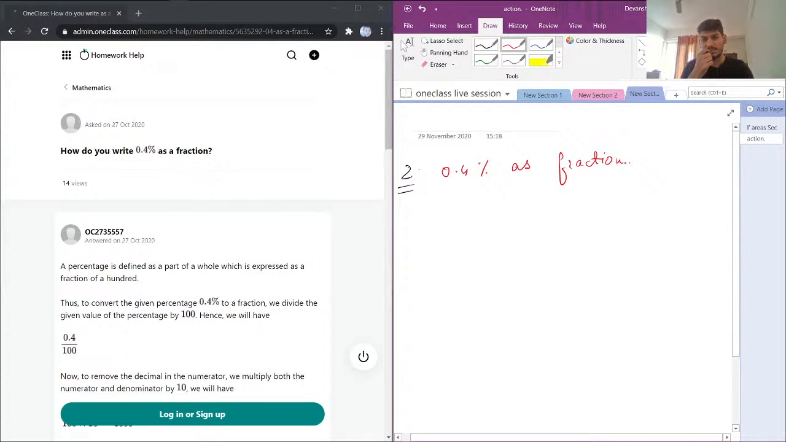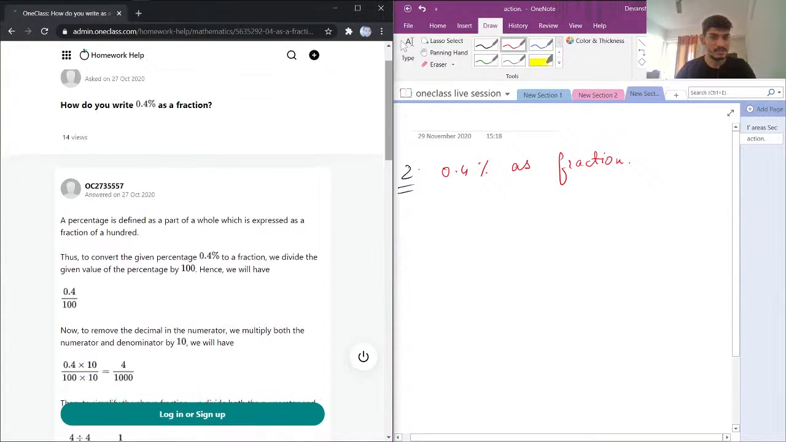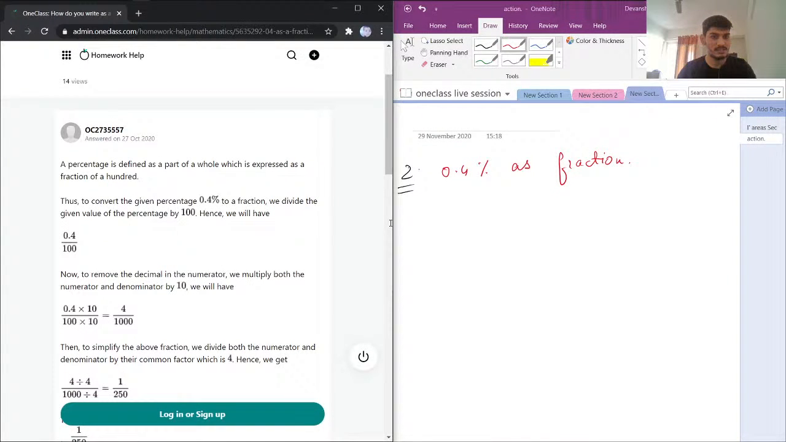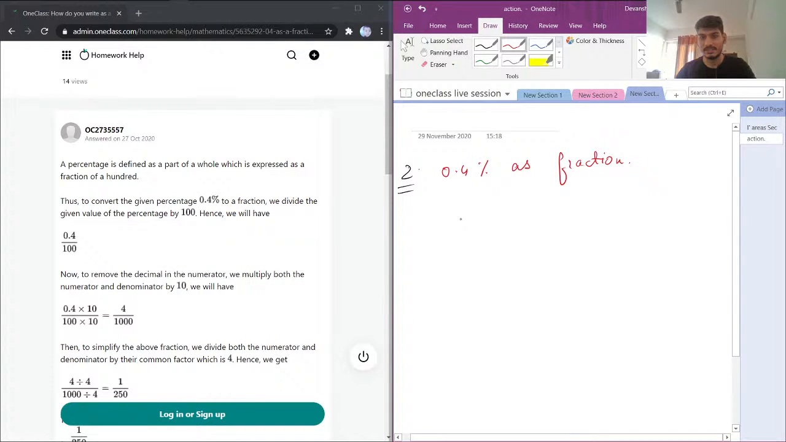Now a percentage is basically the part of hundredth term. Here it is written in a better way: a percentage is defined as part of a whole which is expressed as a fraction of 100. So basically 0.4% is 0.4 of 100, and I can write 0.4 of 100 as this.